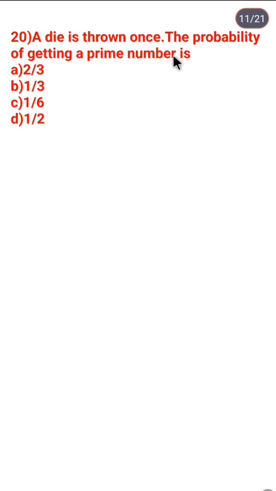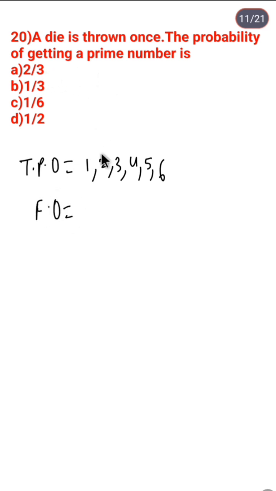a die is thrown once. The probability of getting a prime number is. Total possible outcomes: a die is thrown once. A die is thrown once. How many numbers are there on a die? 1 2 3 4 5 and 6. The probability of getting a prime number: what will the favorable outcomes be? A prime number should come.